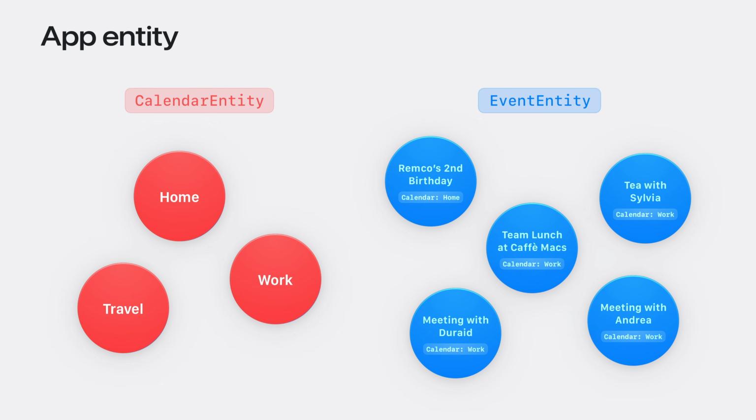Finally, let's take a look at content from your apps. Content from your apps are represented as app entities defined by you using the App Intents framework. For example, a calendar app might provide entities for calendars and events. If app intents are the actions or verbs from your app, entities are the nouns. And you can pass app entities into the model too.